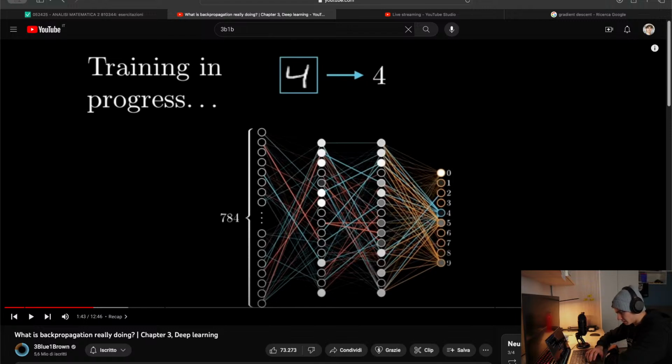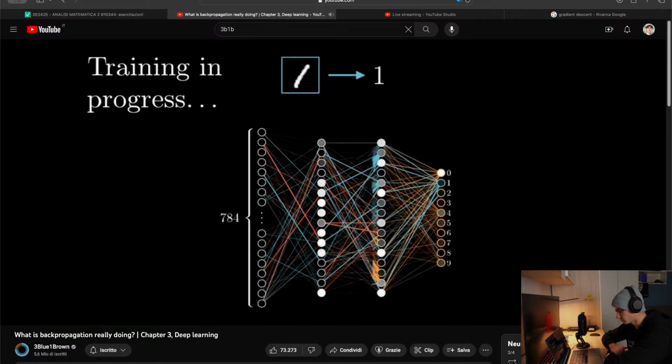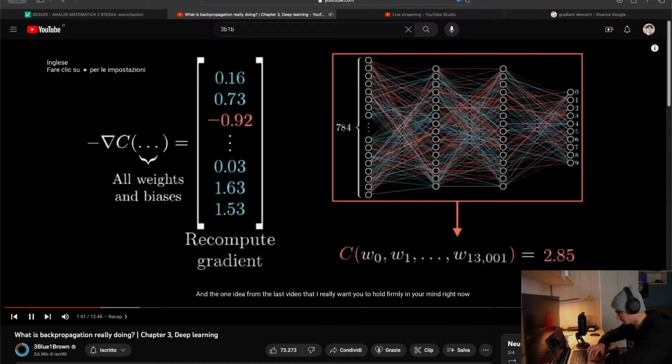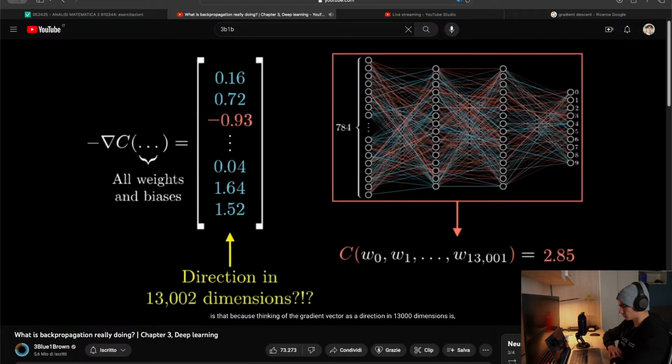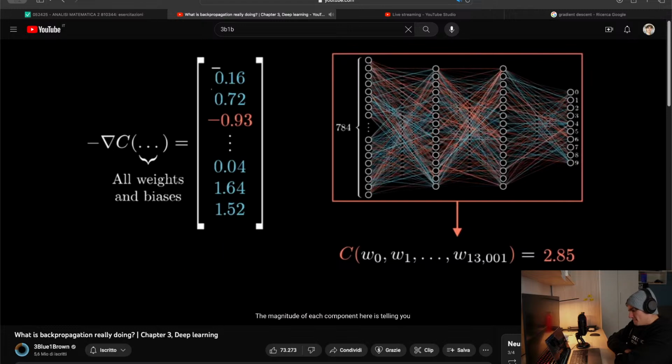The topic of this video is an algorithm for computing that crazy complicated gradient. And the one idea from the last video that I really want you to hold firmly in your mind right now is that because thinking of the gradient vector as a direction in 13,000 dimensions is, to put it lightly, beyond the scope of our imaginations, there's another way you can think about it. The magnitude of each component here is telling you how sensitive the cost function is to each weight and bias.